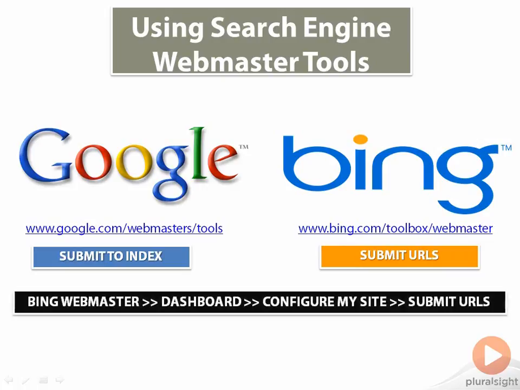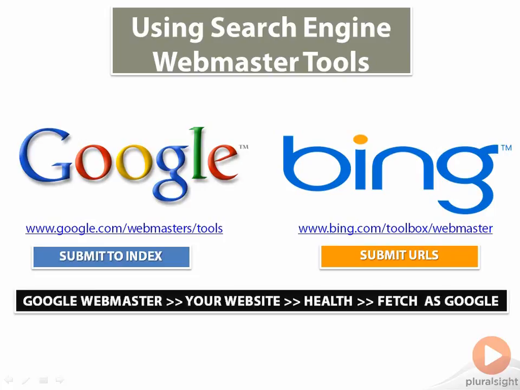With Bing, you need to go to the dashboard, then Configure My Site, and select Submit URLs. There, you can add up to 50 new URLs a month. To do the same process in Google Webmaster is a bit more cryptic. You will need to go to Health and then Fetch as Google. You will also see on that same page a dialog box that allows you to choose instead to submit a URL and all its linked pages. When submitting URLs with all linked pages, the limit is 10 submissions per month.